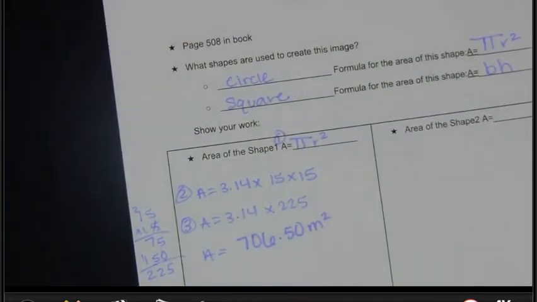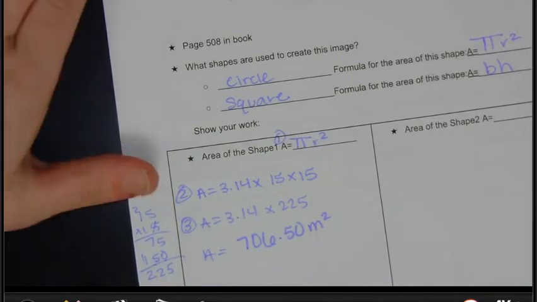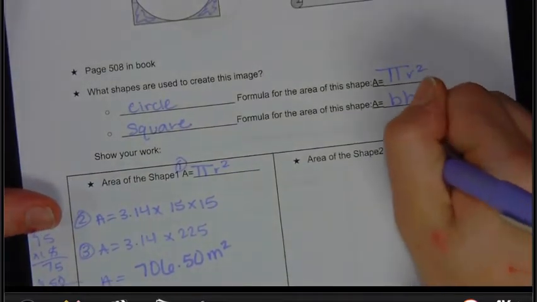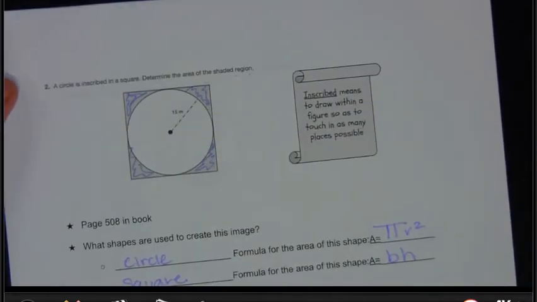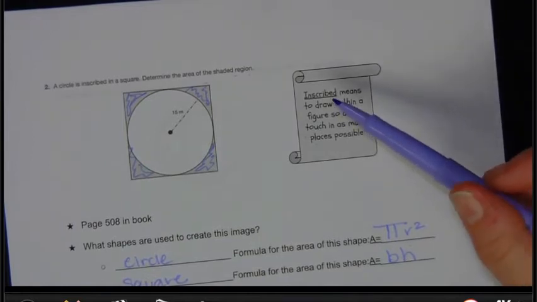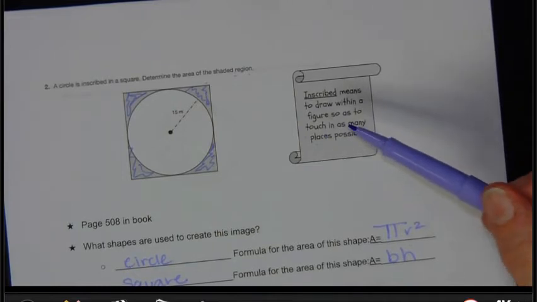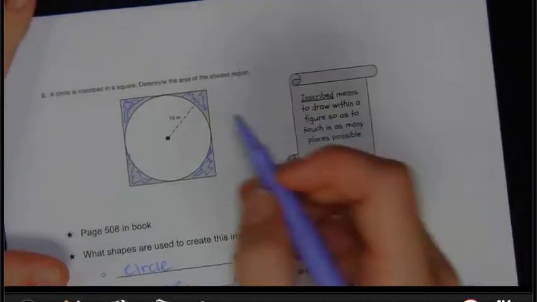Meters squared. Okay. All right, the area of shape 2, which is my square, I know this as base times the height. Well, what do I notice here? I notice that I'm not given the side lengths of it, but I'm told how to find it. So inscribed means to draw within a figure so as to touch as many places as possible, okay?